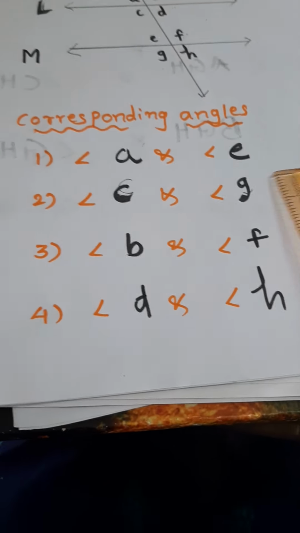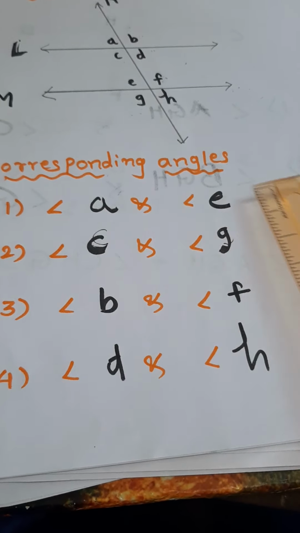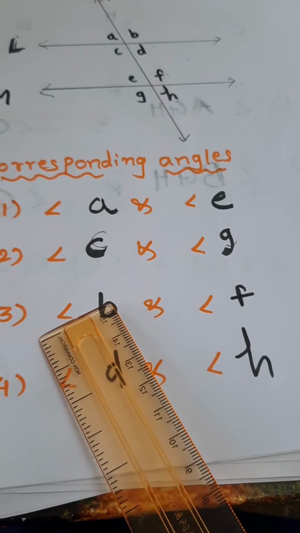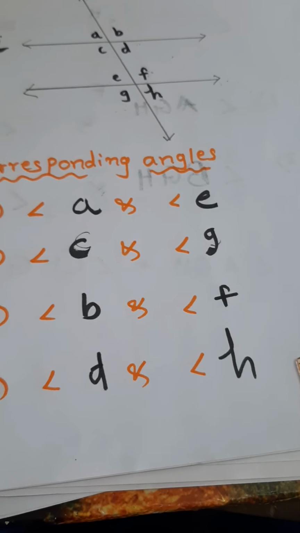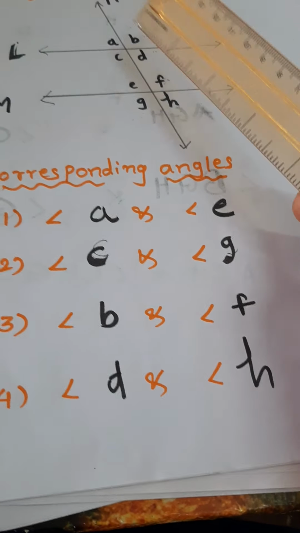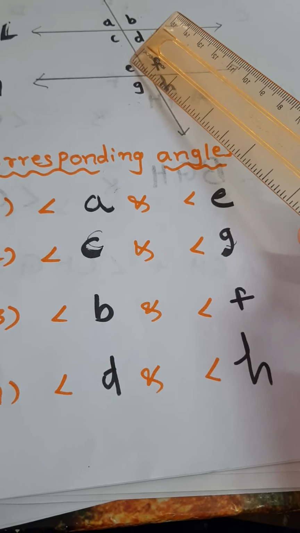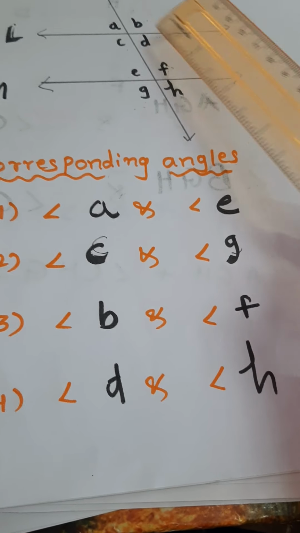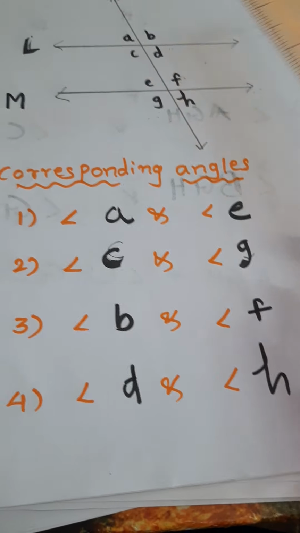So here are 4 pairs of corresponding angles: angle A and angle E, angle C and angle G, angle B and angle F, angle D and angle H. Got it? Corresponding angles, only leave one angle in middle and take the next one. C, leave this one angle, take the next one. Similarly this side, B, leave this angle, F, D, leave this angle, H. So these are corresponding angles.